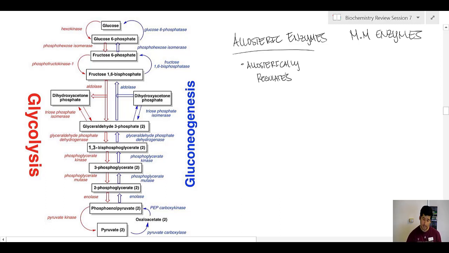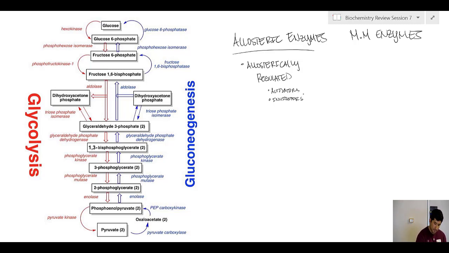And so what that means is that if they can be allosterically regulated, then they have allosteric activators and they have allosteric inhibitors. Okay, so let's go in a little more detail with this glycolysis diagram. And what I want you to do is ignore everything that is written in blue, and only focus on what's on the left-hand side.